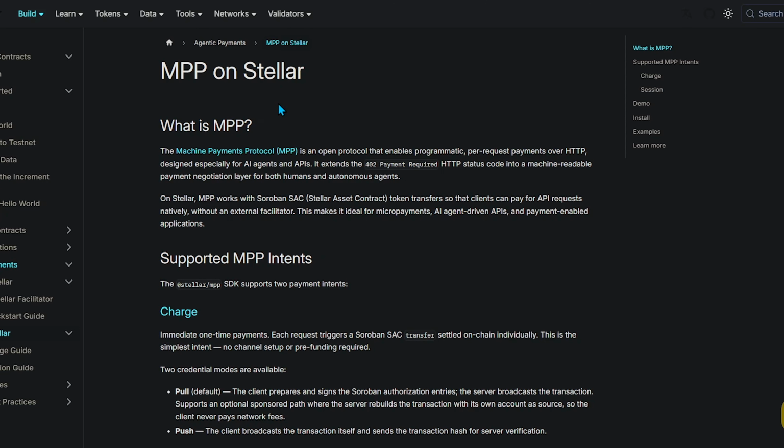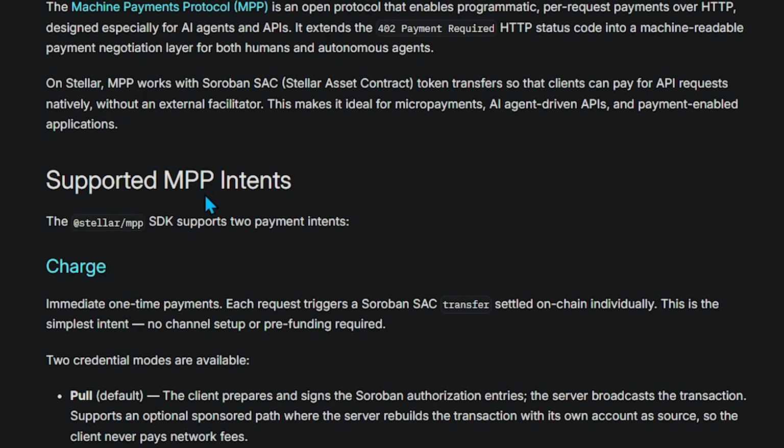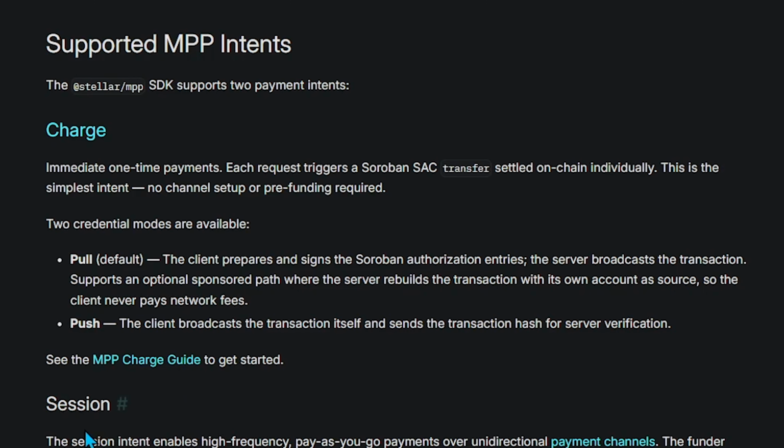I read a little bit more, but basically this Machine Payment Protocol is an open protocol that enables programmatic payment requests over HTTP, designed especially for AI agents and APIs. Stellar MPP supports two payment intents, with two credential modes available: pull and push. Pull allows the client to prepare and sign the authorization entry, while push allows the client to broadcast the transaction itself and send the transaction hash for server verification.